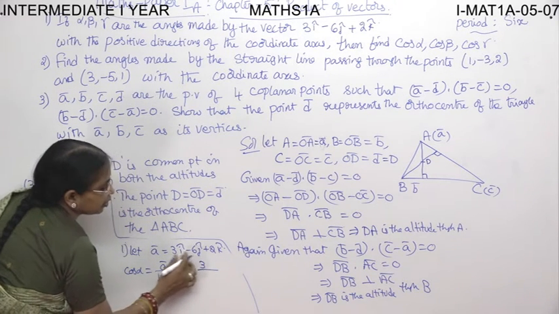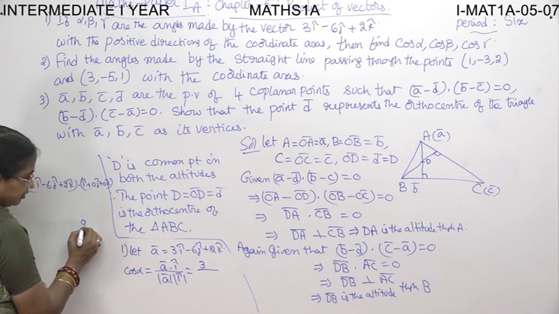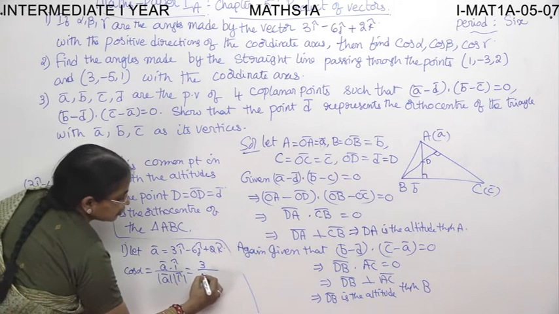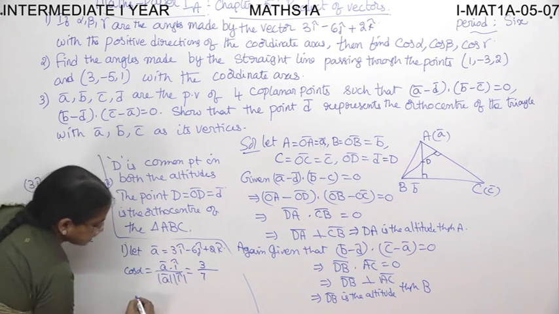So 3 by the modulus of this: 9 plus 36 plus 4, 49, square root is 7. And mod i is 1. So cos alpha is 3 by 7.